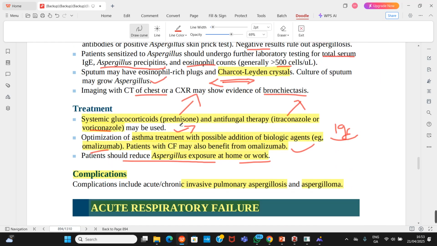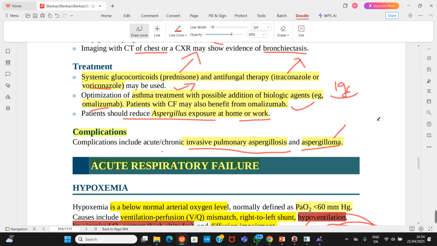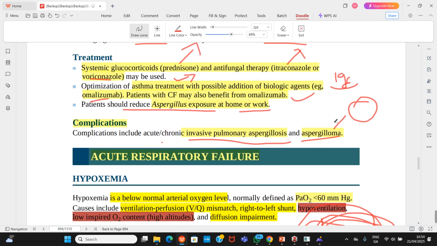So what are the complications of ABPA? It could cause acute or chronic invasive pulmonary aspergillosis or aspergilloma. So aspergilloma occurs when somebody has a cavitary lesion, maybe from a previous history of TB or sarcoidosis or anything that can cause cavities in the lungs. Then the person gets exposed to the aspergillus organism. The aspergillus organism can form a ball of fungus and sit in that cavity.